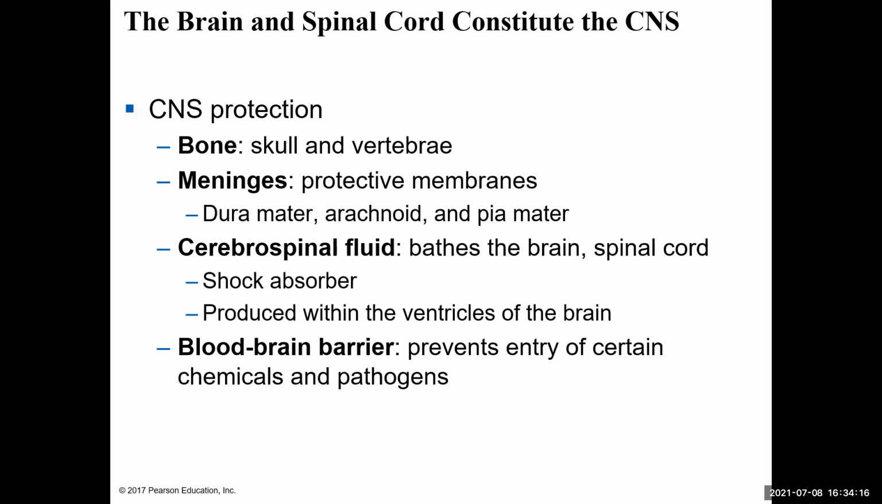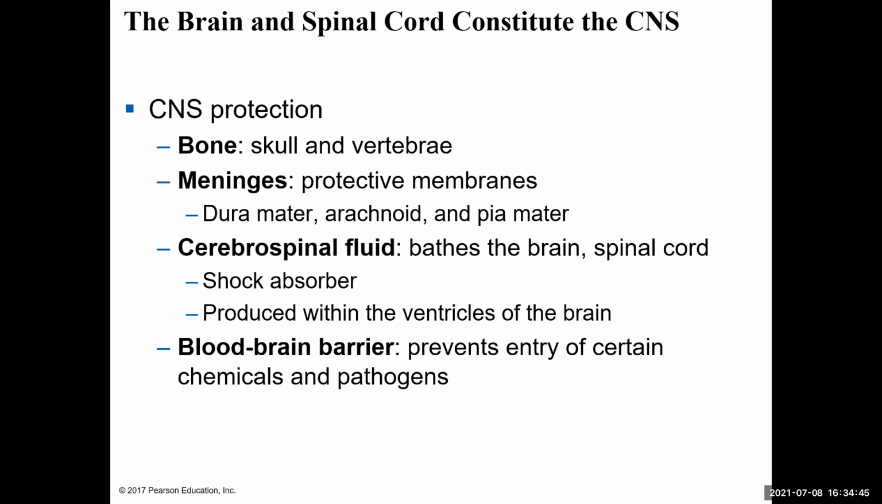And then what also surrounds the brain and spinal cord is the cerebrospinal fluid. This basically circulates around the brain and the spinal cord and bathes it in that fluid, and it really serves as a shock absorber. And the cerebrospinal fluid is actually made and produced within the ventricles of the brain. And we'll show you exactly where that is in the next slide.